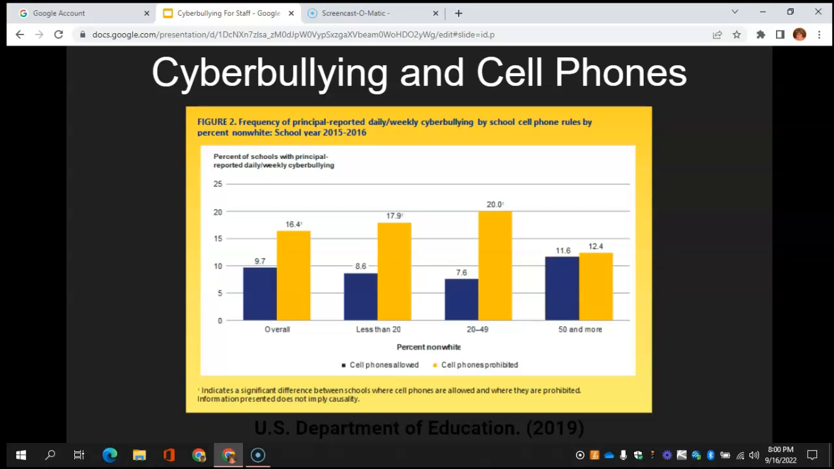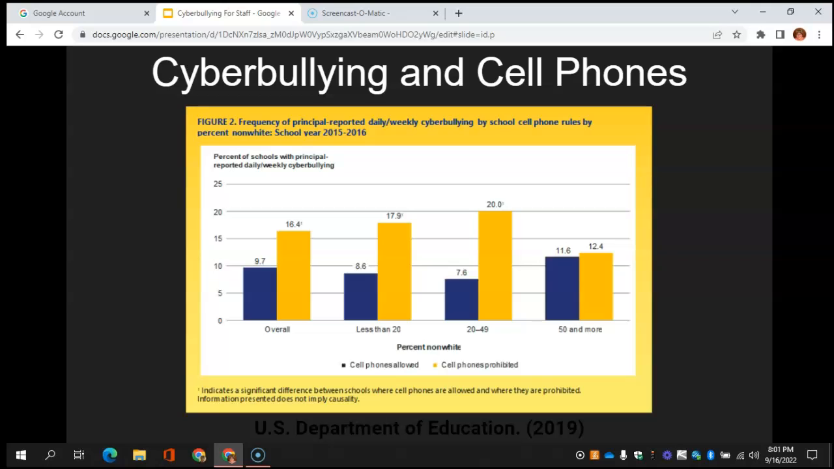Now, this was the one that was a little interesting to me, and I don't want a lot of debate from it, but I think it's something that we maybe need to take a look at. This is the difference between schools where cell phones were allowed and where cell phones were prohibited. So as you can see, the percent of schools with principals reporting daily and weekly cyberbullying, it actually is higher where cell phones were prohibited. And so where cell phones were allowed, the reports were actually lower.